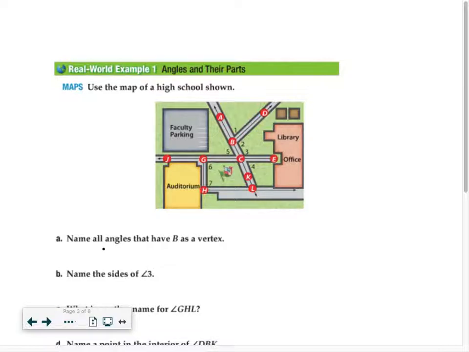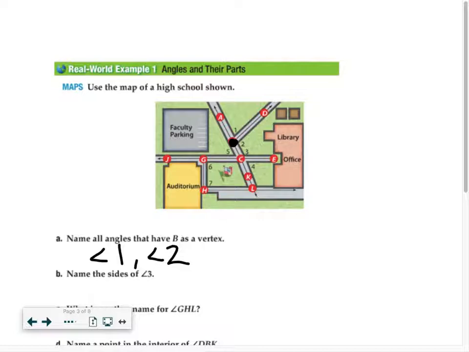So if we're looking here, we're looking at point B. What angles have B as a vertex? I see angle 1 and angle 2. Okay, 3 and 5 are close to point B. However, B wouldn't be the vertex of either of those angles. C is. So name the sides of angle 3.